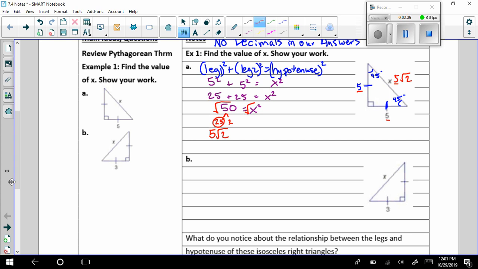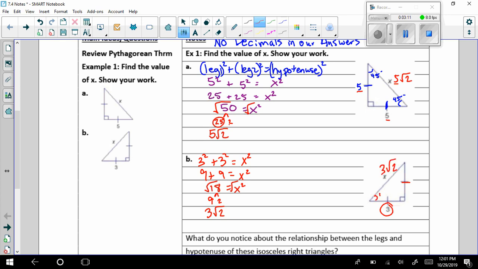Okay. Well, that relationship is consistent with every 45, 45, 90 triangle. So if we solved this one out real quick, you would get 3 squared plus 3 squared is equal to x squared. So 9 plus 9 equals x squared. Take the square root of both sides. This is 9 times 2. Square root of 9 is 3 root 2. So 3 root 2.